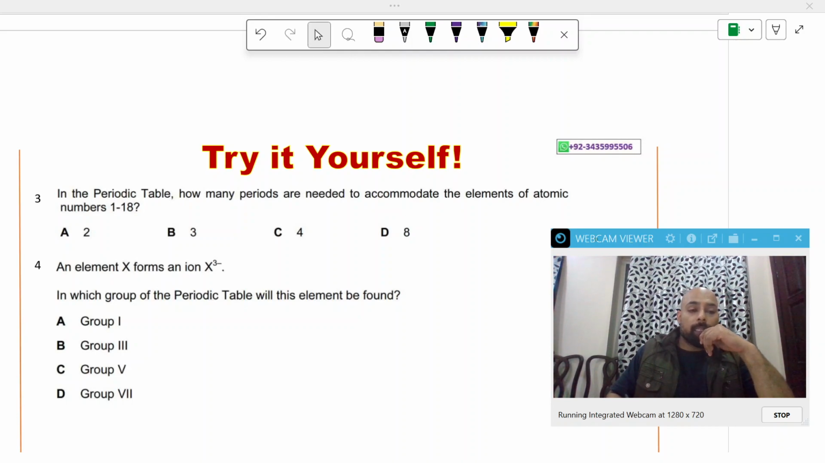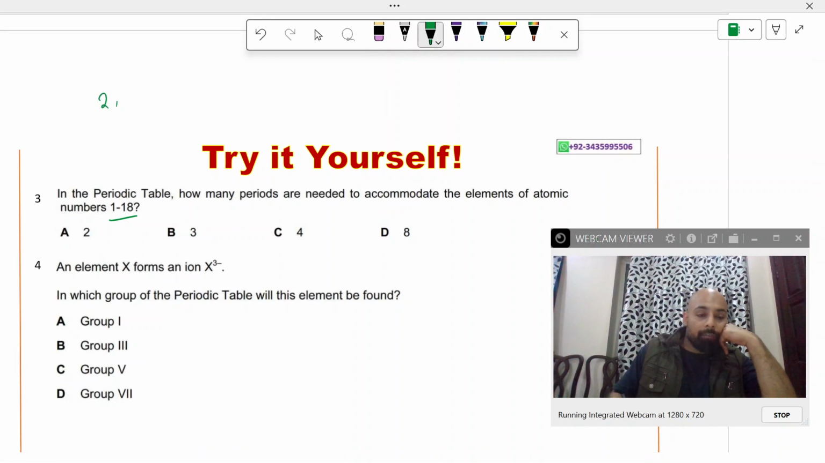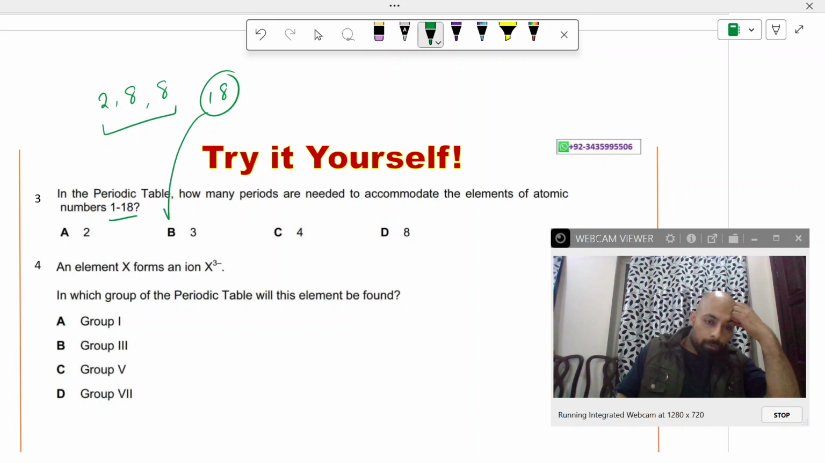ठीक है, 1 to 18 पहले वाले में you know how many shells can basically accommodate these 1 to 18 elements? Tell me. The first shell will have 2, second will have maximum of 8 electrons, and third one will have maximum of 8 electrons, right? So total is 18 और आपने 18 को ही consider करना है, right? So you have to consider 18 electrons from 1 to 18. How many shells do you require? Of course you require 3 shells.